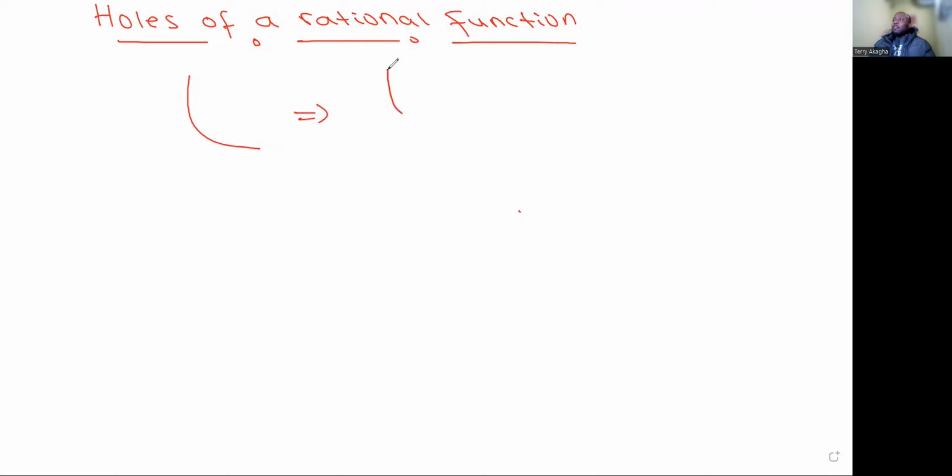So we had a graph like this, but actually there was a hole in the graph at this point here. So that means we can draw the graph like this. These are points that seem to be present, but they're actually not present. So that's what we call the holes. So I'm going to write it. So when we say the holes of a rational function.